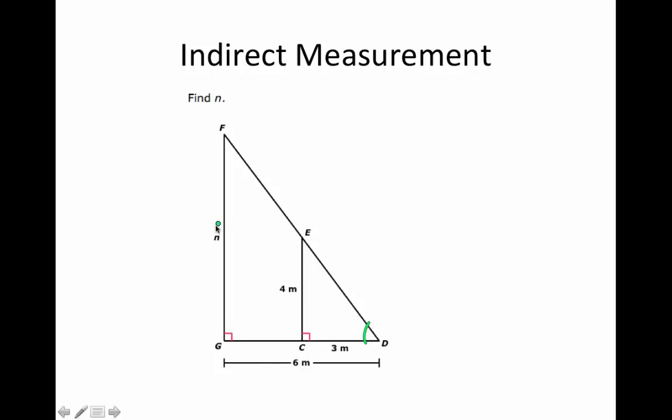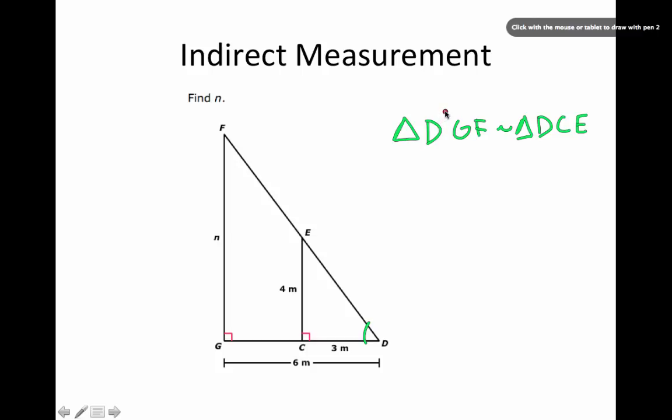So if I wanted to find N, and I wanted to write a similarity statement, I would do triangle DGF is similar to triangle DCE. And those angles are all corresponding with each other. See, D and D are lined up, and then the 90-degree angles are lined up. And once I have that, I can set up my proportion.